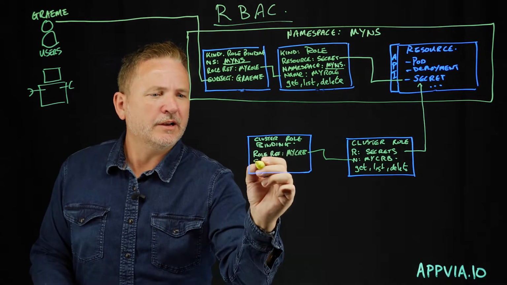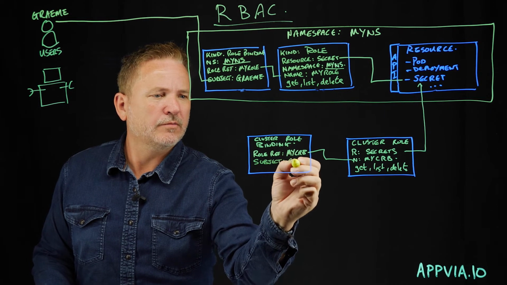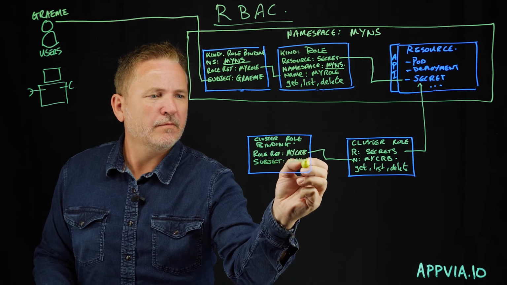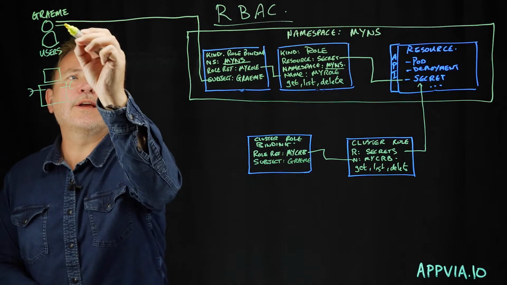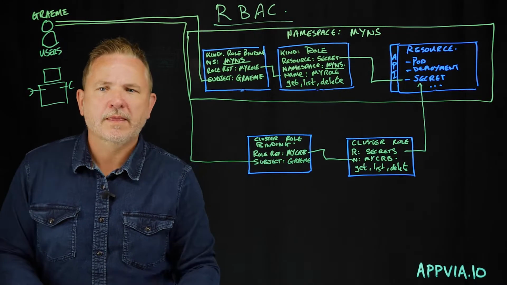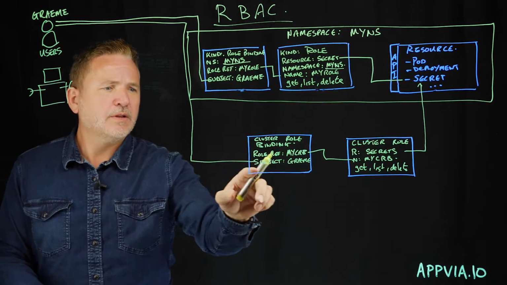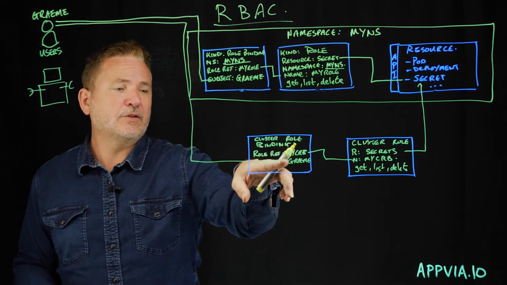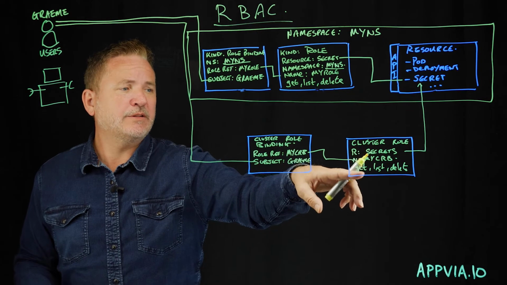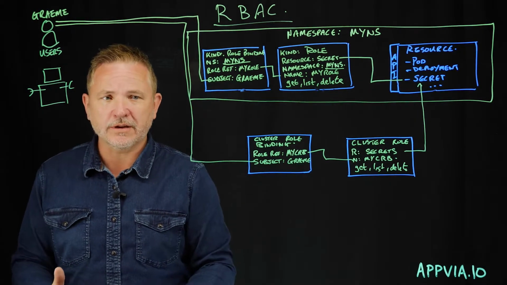And we'll also have a subject. And let's use Graham again. So I've now connected via a role binding a cluster role that gives Graham the access to my CRB, which enables me to get, list, and delete secrets anywhere within the cluster.